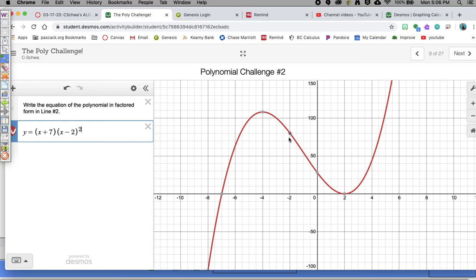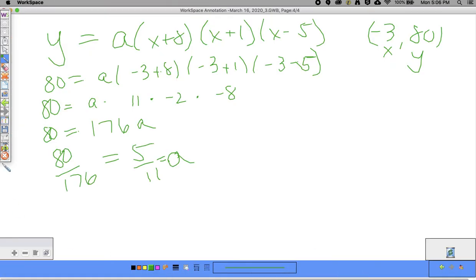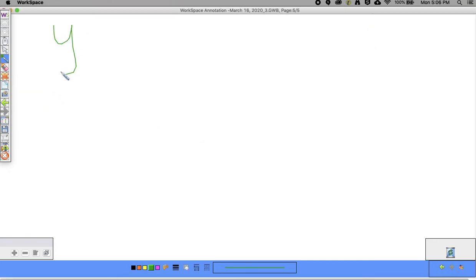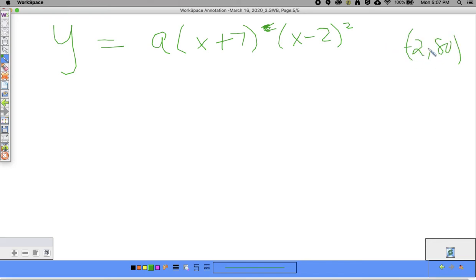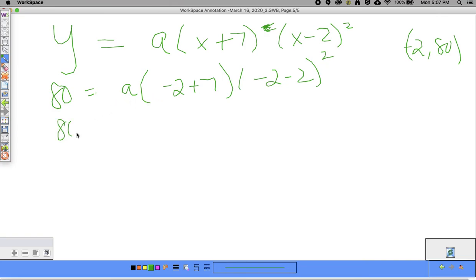And if you notice, by the way, we could actually prove that a is equal to 1. Because what I'm going to do is go back over here, and if it doesn't work, I'm going to be like, Desmos, you're a hot mess. I'm going to go to a new page, and we have that y is equal to a times x plus 7 squared times x minus 2 squared, and I saw -2 comma 80 on that graph. So if I plug in 80 for y, a times -2 plus 7 times -2 minus 2 squared, I better get 1, by the way, and if I don't, I'm going to be super angry.